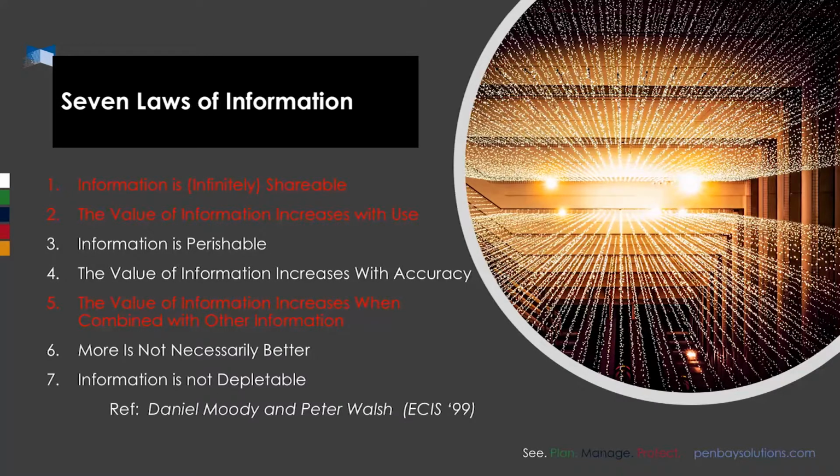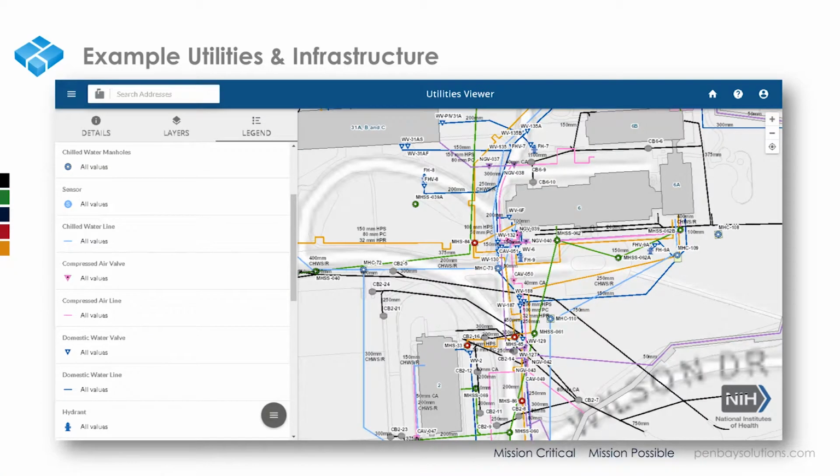So let me show you some examples of this, and this will make a little more sense. This is a campus customer in the Mid-Atlantic, and the business problem here is underground utilities and infrastructure. The combination here is the location of the utilities and infrastructure. That's pretty obvious. That's a classic GIS thing.